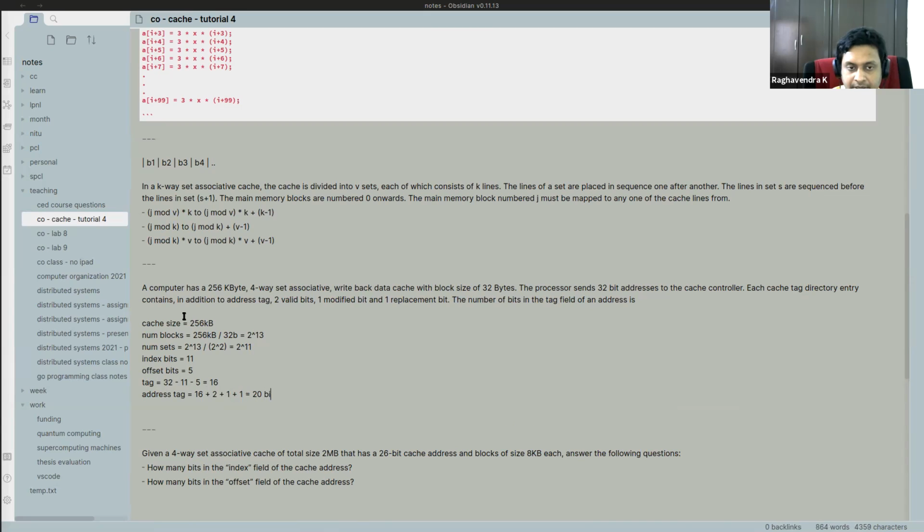So is this clear? Sir, these 2, 1, 1, should they be subtracted or added in this 16? In addition to address tag, right? It's a good question that you have asked.